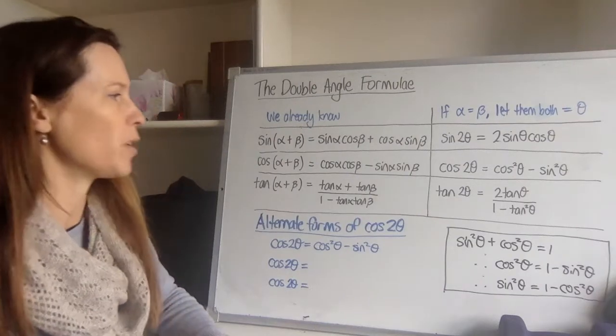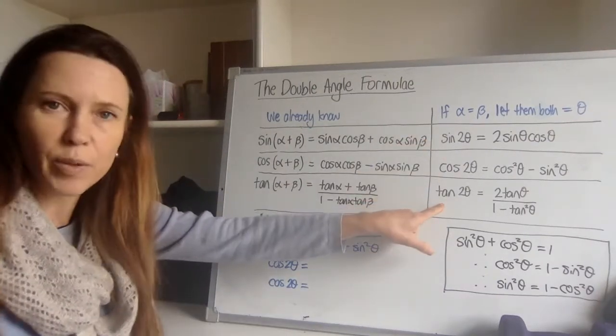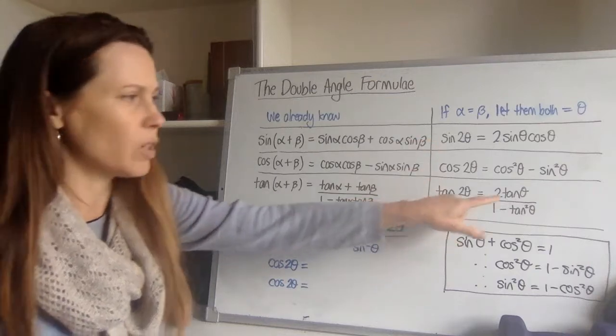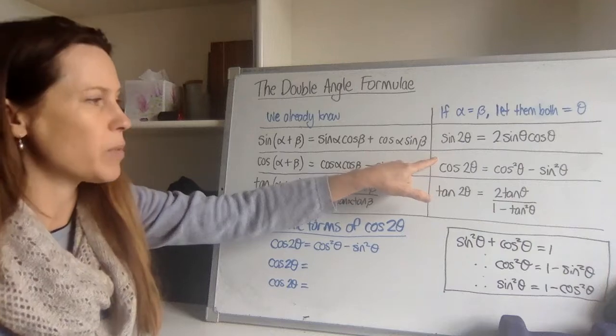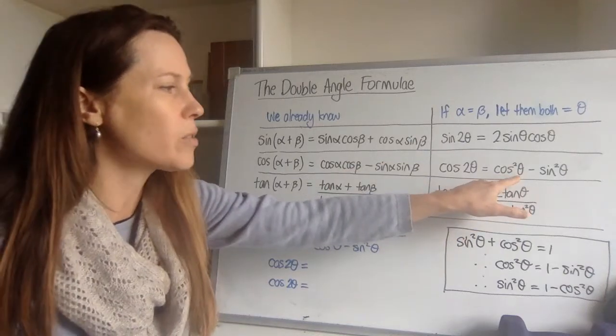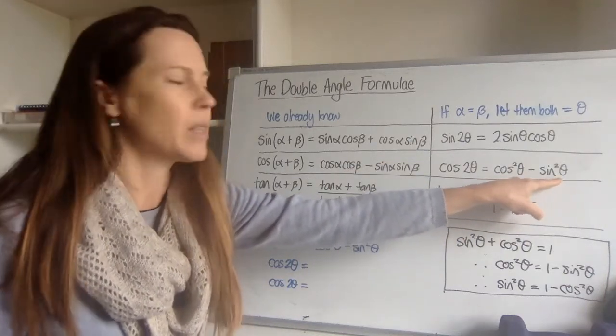Now, the double angle formula for sine of 2 theta and tan of 2 theta is pretty well always going to look like these. But cos 2 theta can take a couple of different forms. And the reason for that is that it's got cos squared theta and it's got sine squared theta in it.